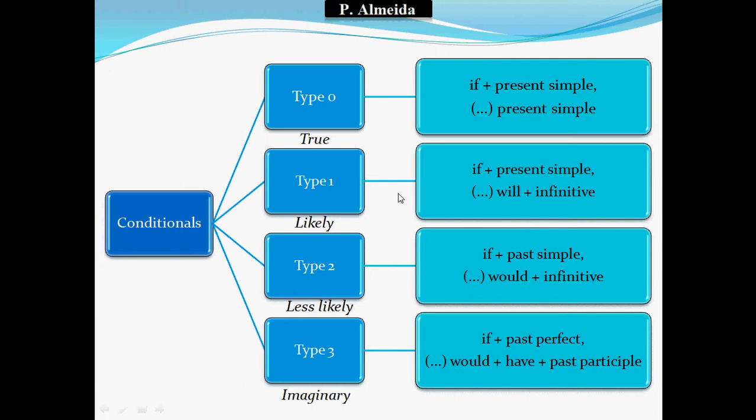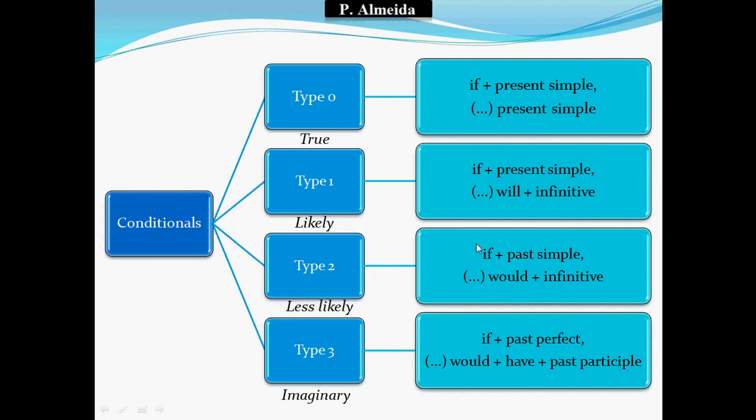Type 1, you have it by starting with the if, you start with the condition, okay? And then present simple, comma, to go for the second part of the sentence, and then you're going to say will plus infinitive. I will give you examples of all of these, just bear with me, okay? So type 1, the likely one, you start with if, present simple, and then will, okay?